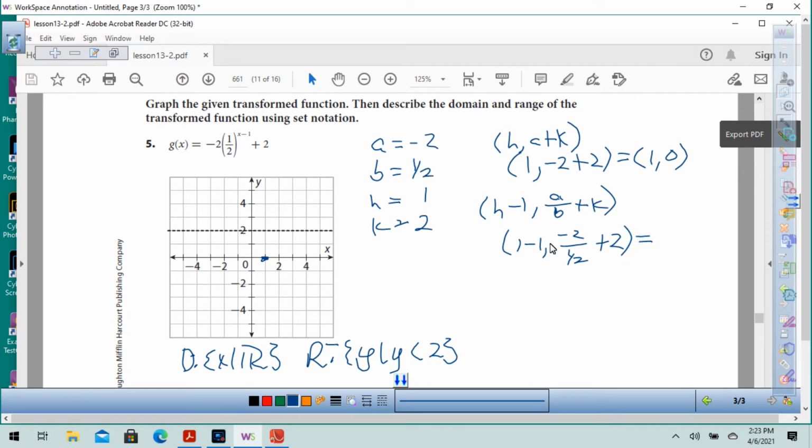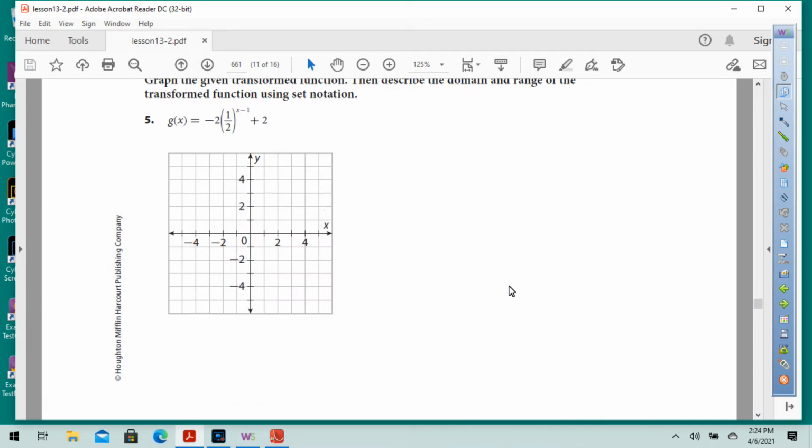So what do we got here? 1 minus 1 is 0. Negative 2 divided by 1/2 is negative 4. Negative 4 plus 2 is negative 2. So we got 0, negative 2. And our graph is going to look something like this right here. All right, excellent job. Let's try number 6.